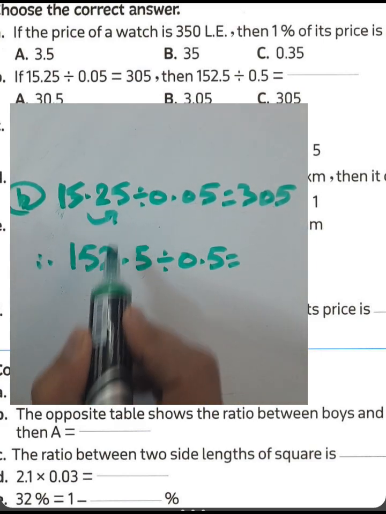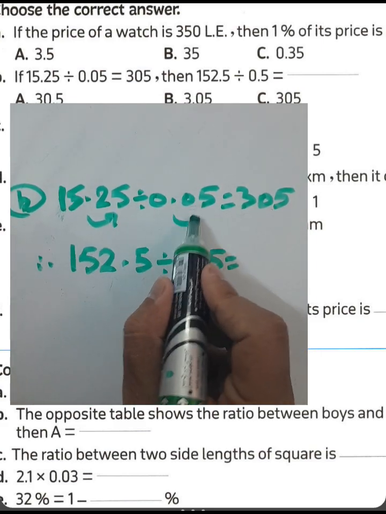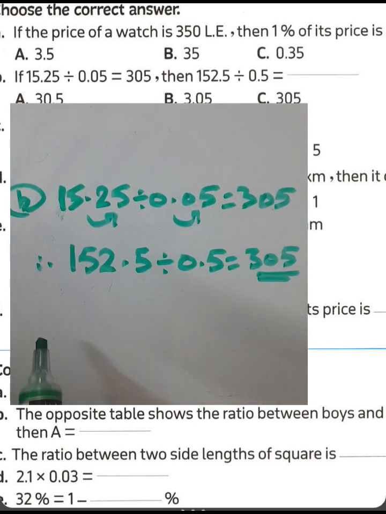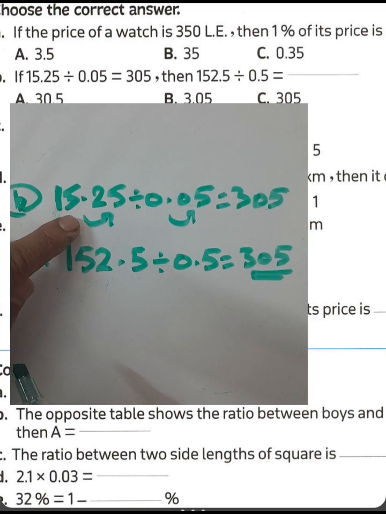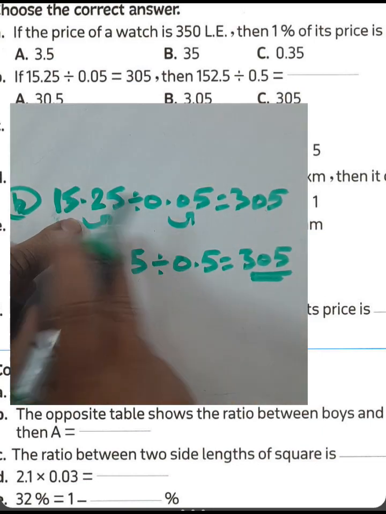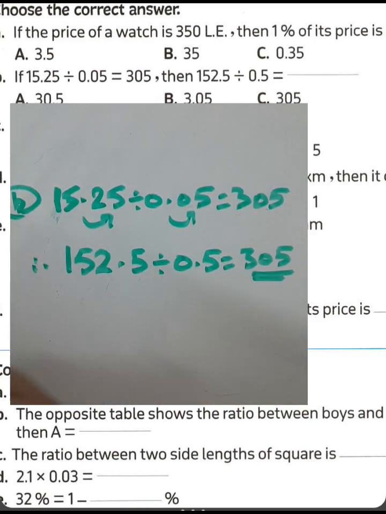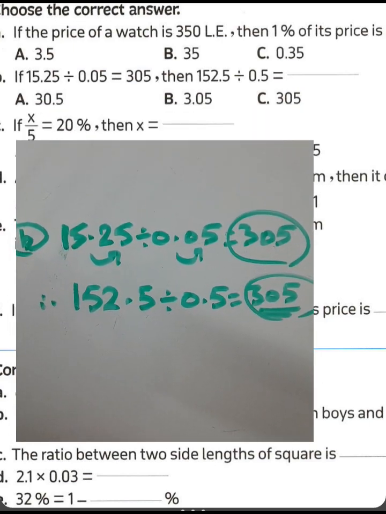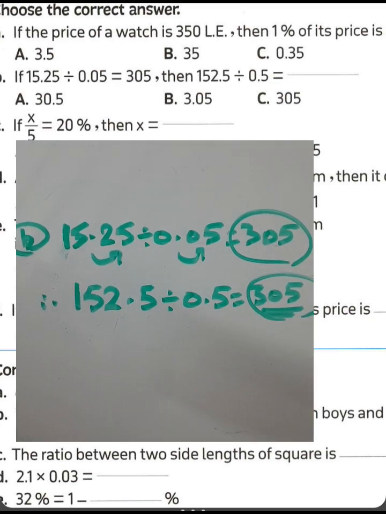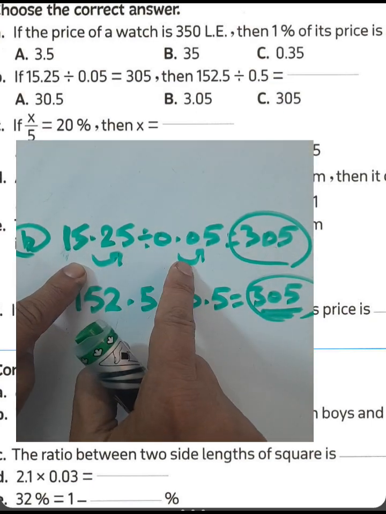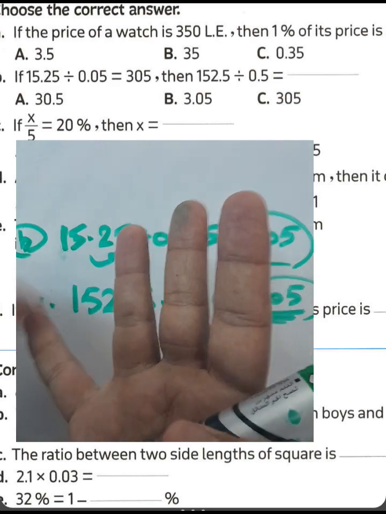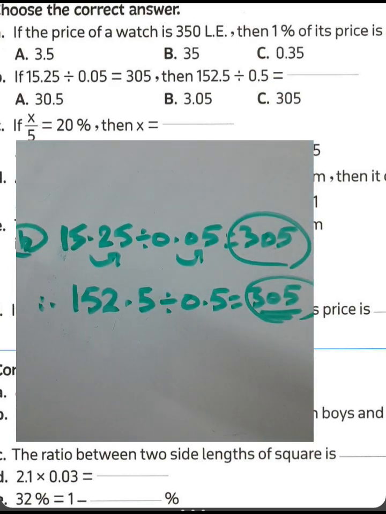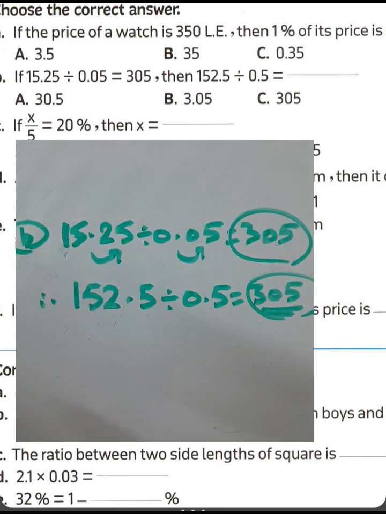Here we move the point to the right by one place, and here we also move the point to the right by one place. Then the result will be 305 exactly, because I divided the numerator and denominator by 10, meaning divided by one whole number. Then the quotient will be 305, so the result in the quotient does not change, because 10 over 10 is 1. Then the result will be 305.